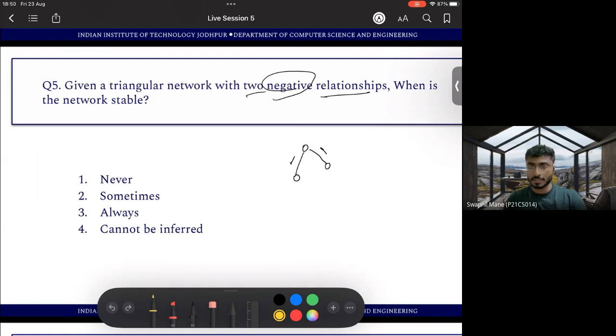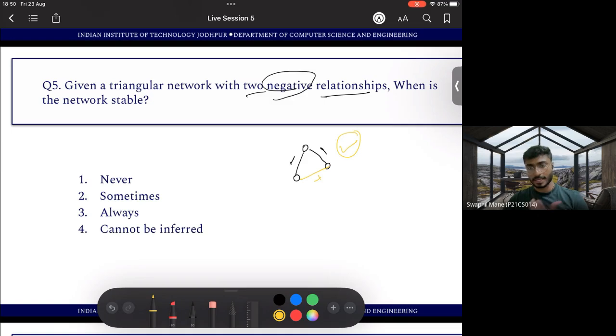What do you think, Manish? Yes. So only consider this property. What would we conclude: that every time or sometimes the network is stable or not stable? Let's draw a different scenario considering this condition. Suppose we have added a positive edge here. So in this case, the network is stable.